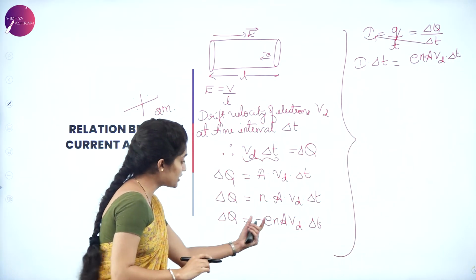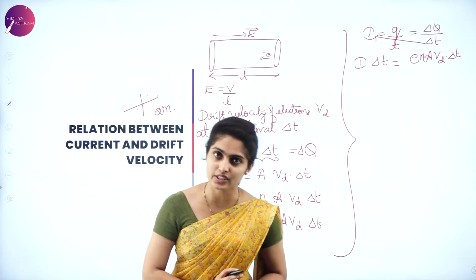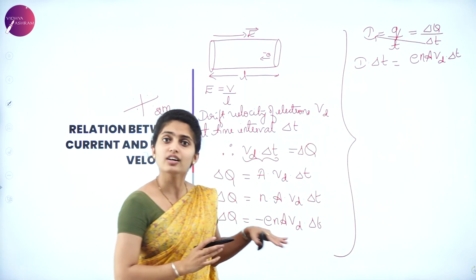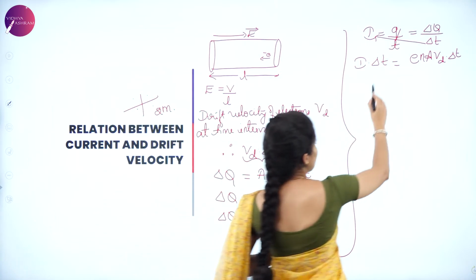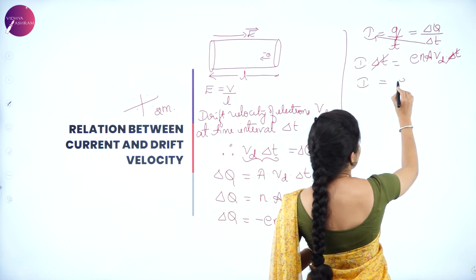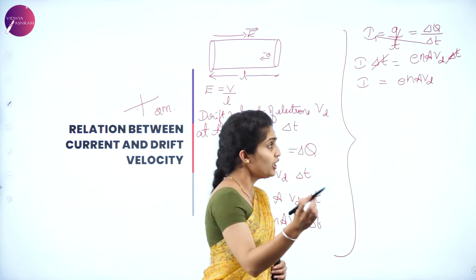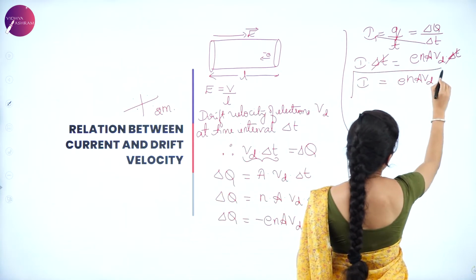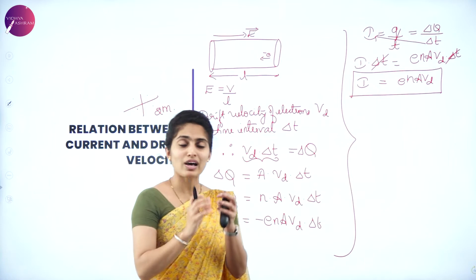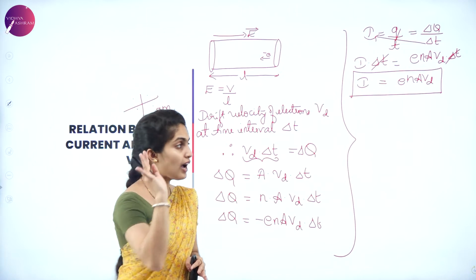Here, this was the electron's charge which I had given, where it cancels out in a magnitude condition. So it is not necessary to carry the negative sign over again. Now delta T and delta T get cancelled, so you have I is equal to e N A Vd. This is the equation which connects the current and drift velocity, the one which gives the relationship between current and drift velocity. So you have the final equation.